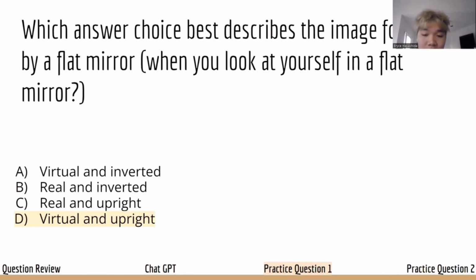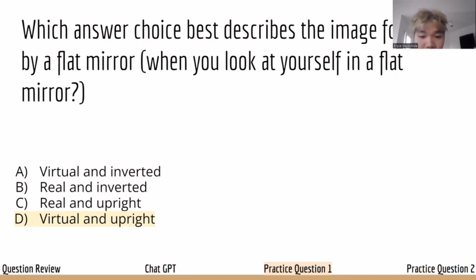And then let's go over the other incorrect answer choices. For answer A, virtual and inverted, it's incorrect because images in a flat mirror appear upright and maintain the same orientation as the reflected object. So when you look in a flat mirror, your reflection will be the same orientation as you are.